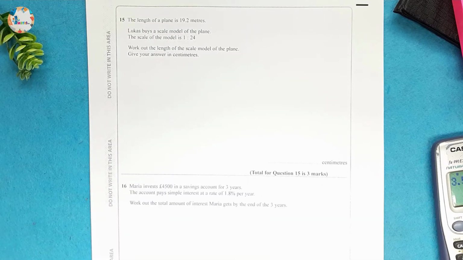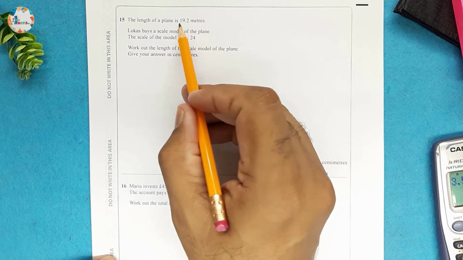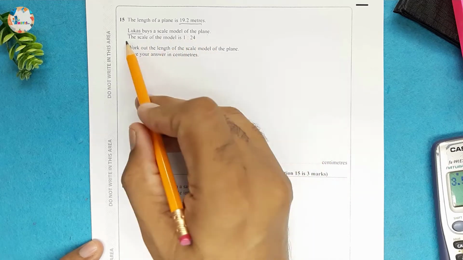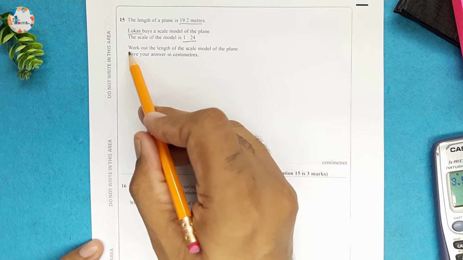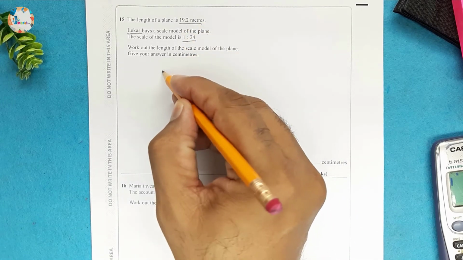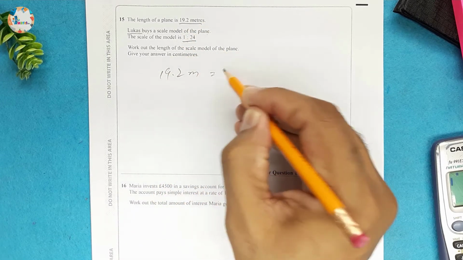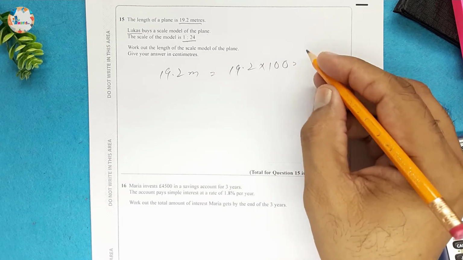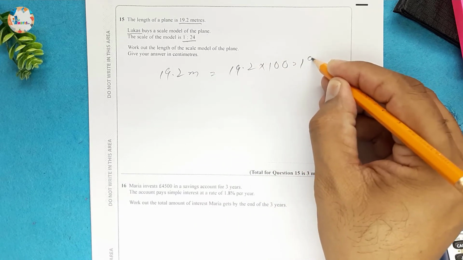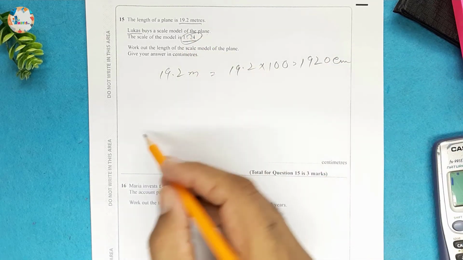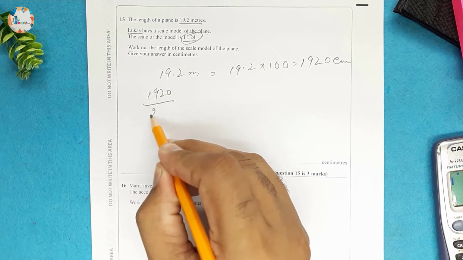Question number 15. The length of a plane is 19.2 meters. Lucas buys a scale model of the plane. The scale of the model is 1:24. Work out the length of the scale model of the plane. Give your answer in centimeters. So this length, which is 19.2 meters, will be equal to 19.2 multiplied by 100. This will be centimeters. We will be converting first into centimeters, and this will be 1920. This will be centimeters. Now we can convert by this scale. So 1920 over 24.